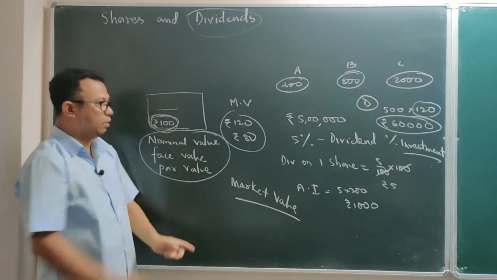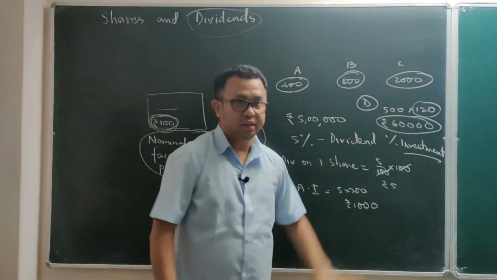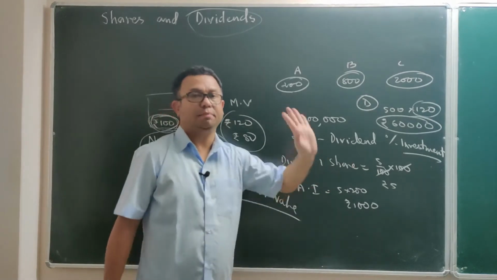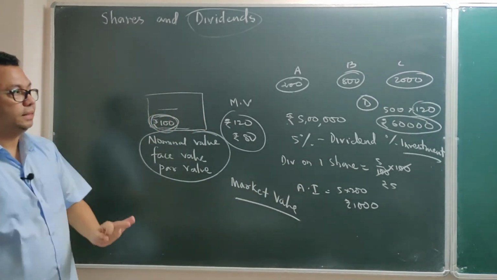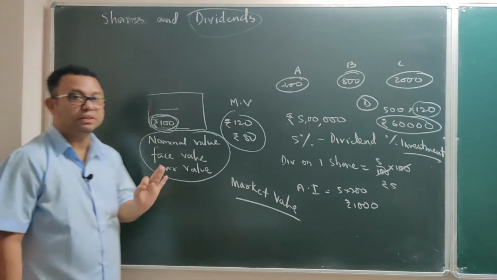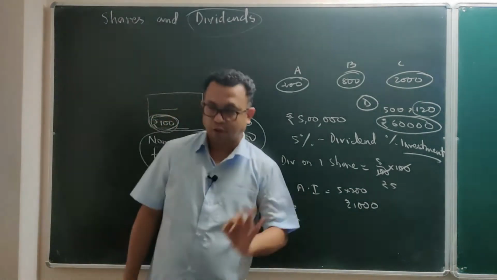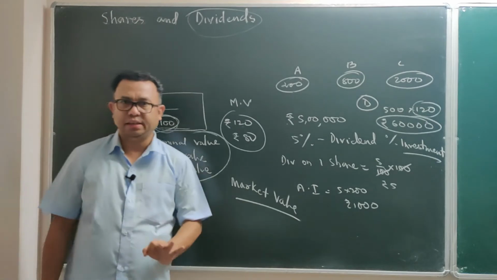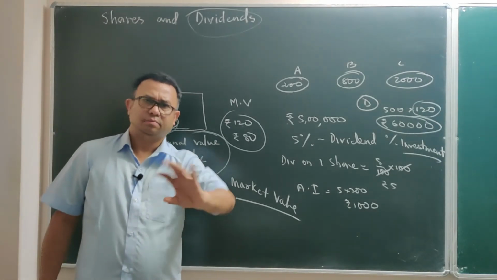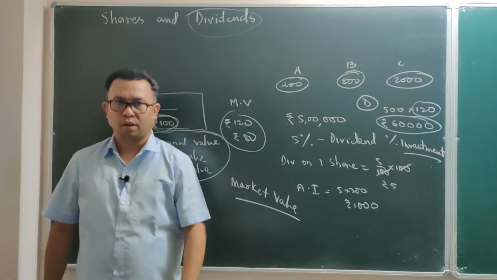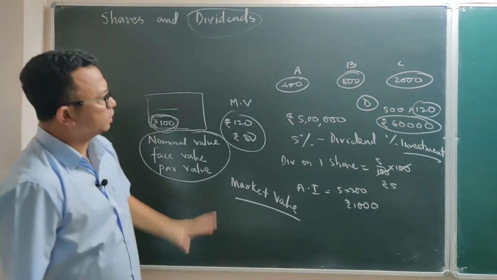So now 3 things we have seen. We have seen nominal value, we have seen market value, we have seen investment, and yes, we have also seen dividend percent. Now based on this, let us see some of the things which are associated with shares and dividend. I should warn you beforehand that shares and dividend is a very easy chapter. It's not difficult. You only have to play along with the 4 formulas, not many. There are just 4 formulas.